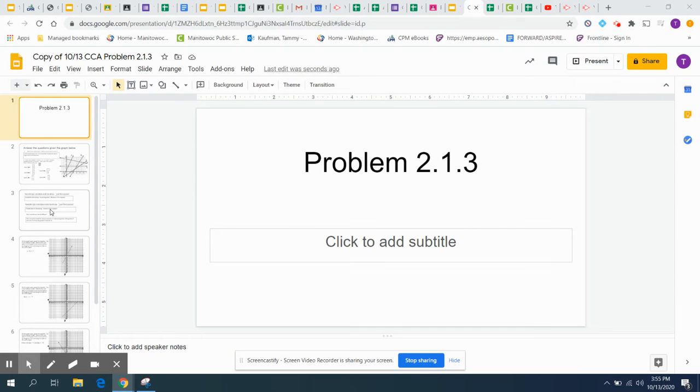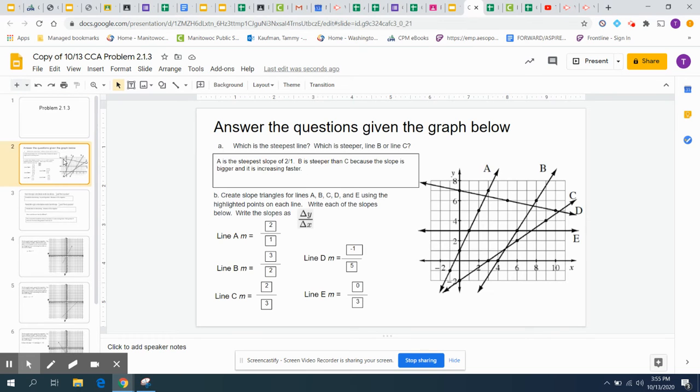Okay, I'm going to take a minute to look at 2.1.3, where we really were looking at slope in a graph and how to find our slope for our equation. When I look at this first graph with all these lines in, and it asks me which is steeper, I'm not exactly sure if it's A or B, and that's where slope comes in really handy.